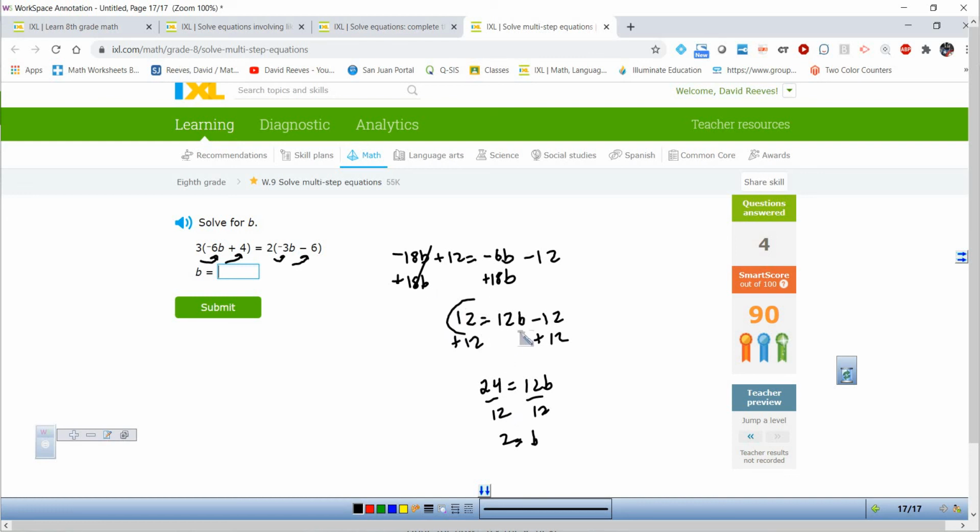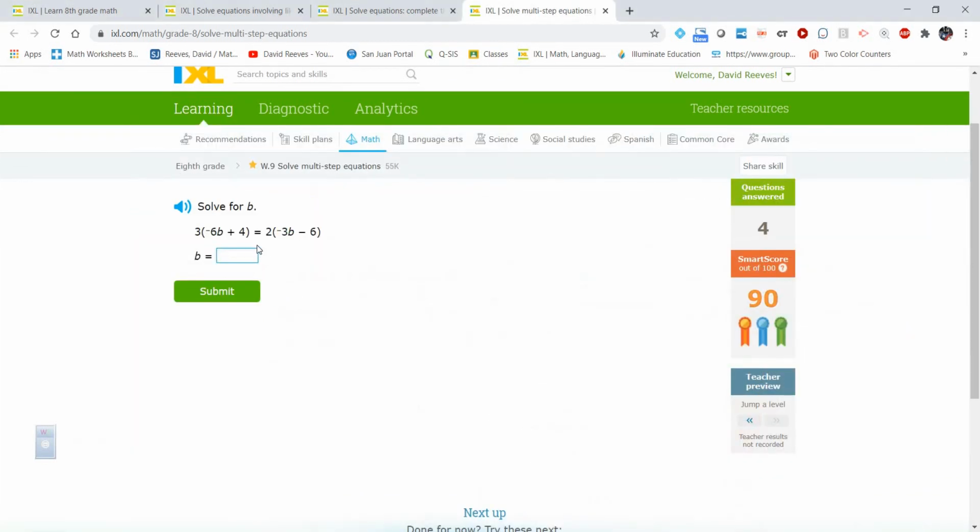By the way, if you're going, could you have divided by 12, Mr. Reeves, and could you have made that equation 1 equals 1b minus 1? Well, let's see. If we did that and we added 1, what would we get? We would get b equals 2. Yes, you could have divided by 12 there. Again, there's all kinds of stuff that you can do. I like to emphasize what always works. All right, b is equal to 2.